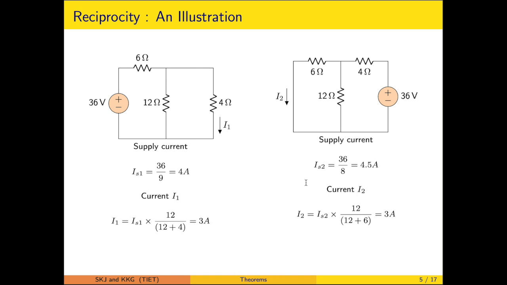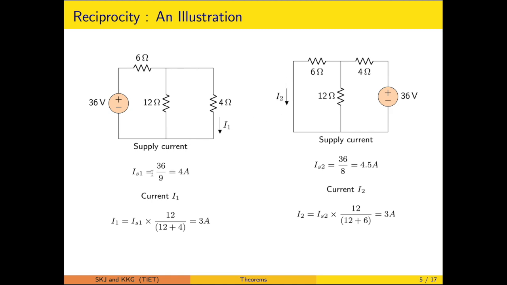Just to have an illustration, a circuit is considered which consists entirely of resistive elements. Here is the input, and this is the output which is measured. Now in the second diagram we will be simply interchanging the positions of this voltage and current.